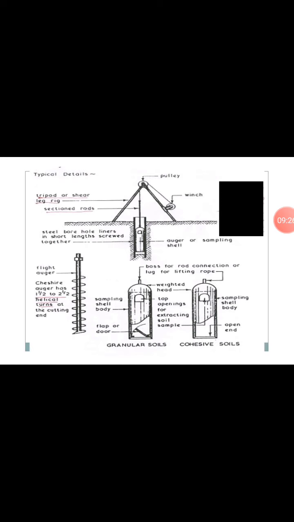Now next one is auger and shell boring. In the case of soft soil, a cylindrical auger having a 75 to 200 mm diameter hollow tube with a cutting edge at the bottom is used. In the case of hard clay, a shell with a cutting edge or teeth at its lower end is used, and in the case of sandy soil, a pump is generally used. Here the figure is given, and in this figure auger sampling is taken.